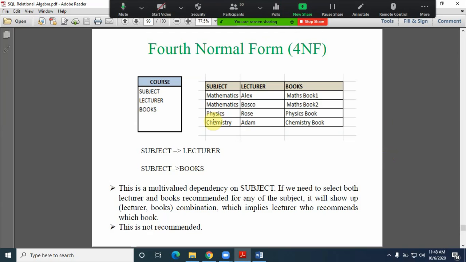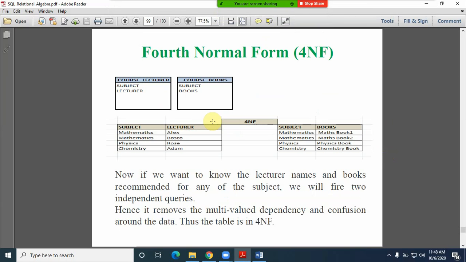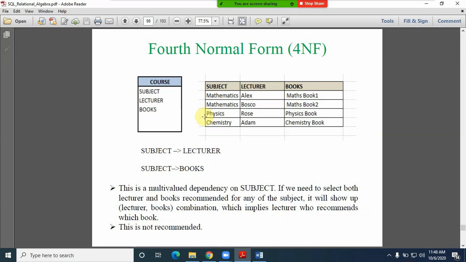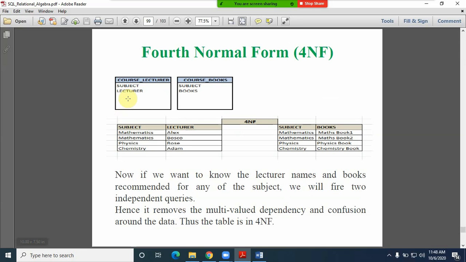Now at the moment we are talking about these things. I want to split these particular tables in such a way that, because we are facing the issue with multiple lecturers as well as multiple books, based on this, we are making course lecturer as well as course books. Now we are doing subject and lecturer as one split, and course book, subject and books as the other.